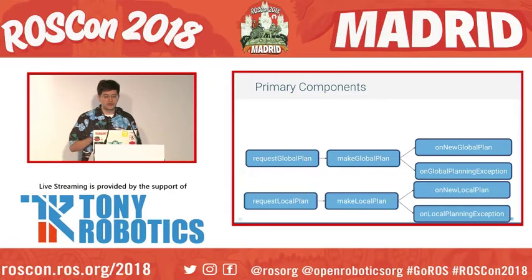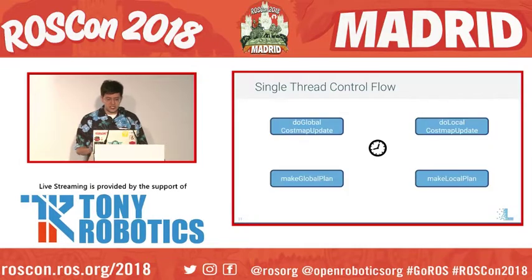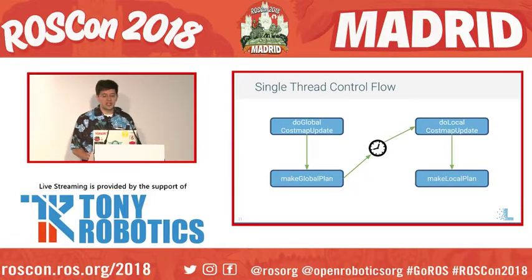There are similar events for the local planner as well as updating the costmaps. As an example of how this would work, you can make a single-threaded version of Locomotor, where you start off when you get a goal, you say, do a global costmap update, and from there, that will trigger a callback to make global plan. When that succeeds, that will start a timer, and the timer will trigger and cause a local costmap update, followed by a local plan update. Then that will loop around, and the timer will trigger again, and you'll get your robot to drive along the path.